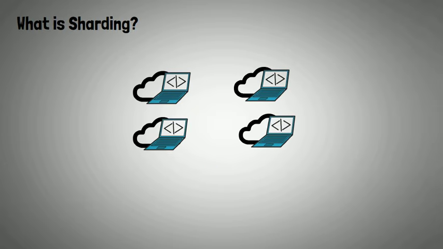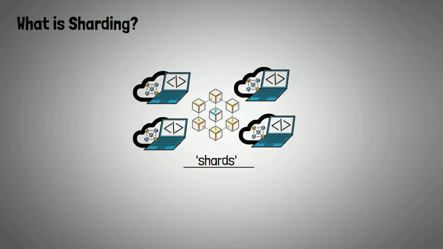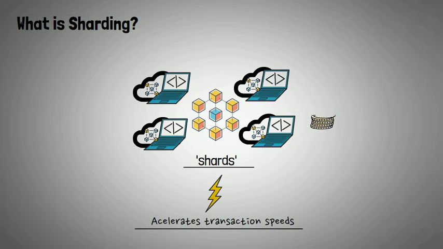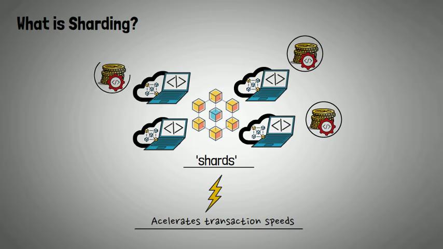So what is sharding? Sharding is essentially a practice of dividing the network into smaller fragments, or shards, each capable of independently processing its own transactions and smart contracts. Think of it as running several smaller blockchains concurrently within the larger network. This parallel processing significantly accelerates transaction speeds. Each shard maintains an independent state, housing a unique set of account balances and smart contracts.